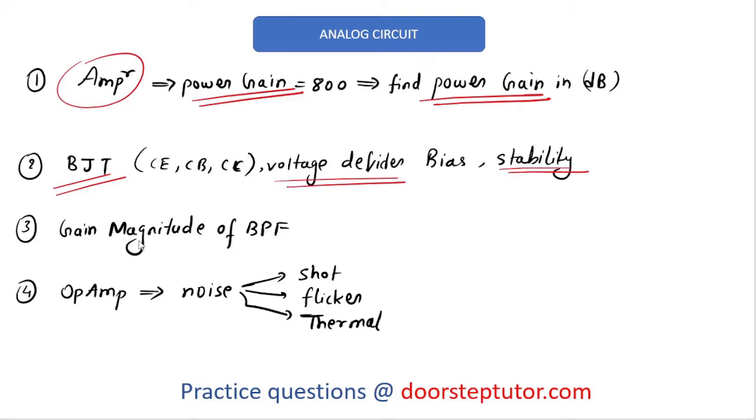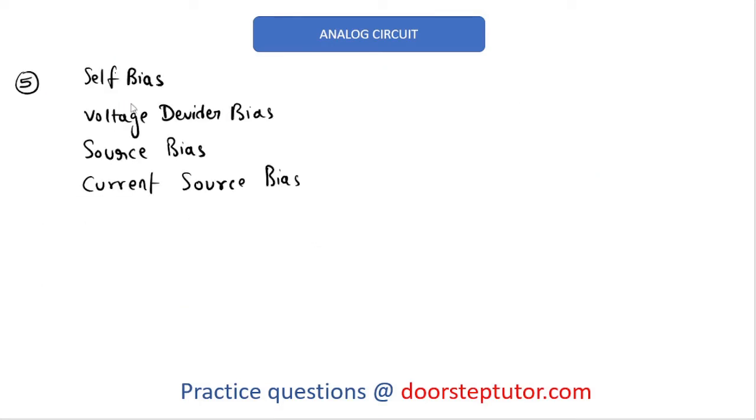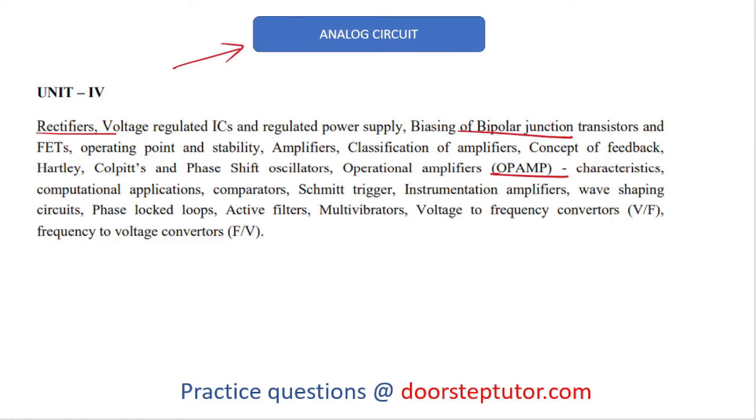There was a question related to the gain magnitude of band pass filter. There was a question related to op amp, and that was related to noise, and this is somehow related to the noise chapter in communication also. In analog circuit, they have asked questions related to self-bias circuit, voltage divider bias circuit, source bias circuit, and current source bias circuit also. So there were almost 5 questions from the analog circuit. If you look at the syllabus, there was a question related to biasing also. So that is stability, that is covered under the operating point and stability.